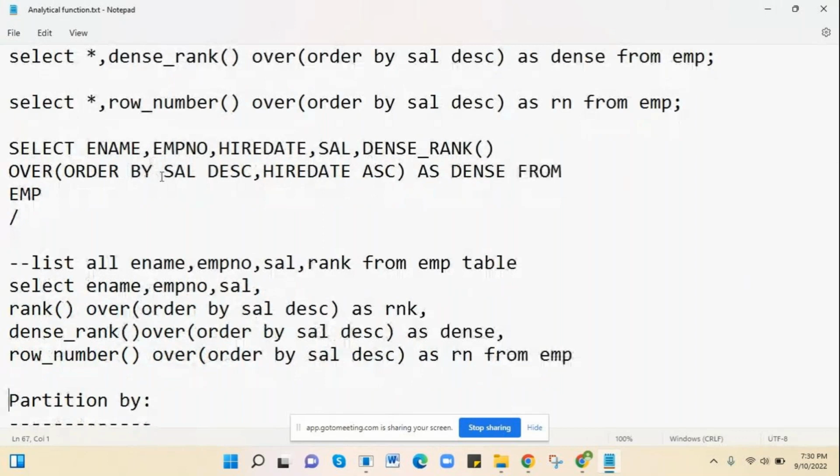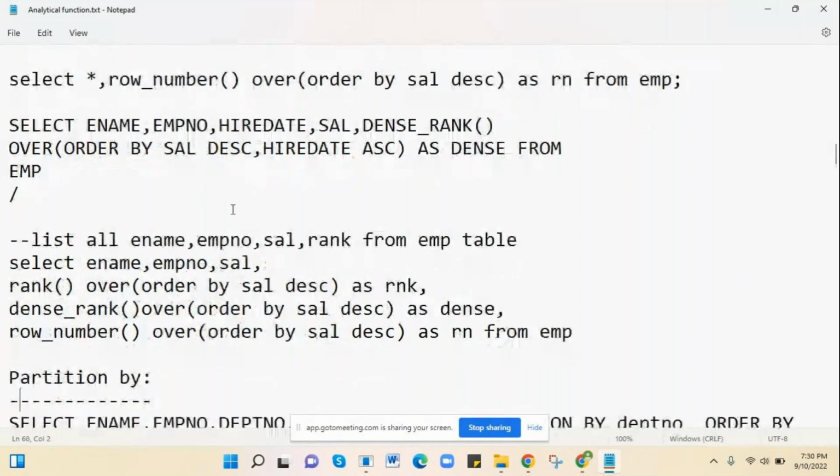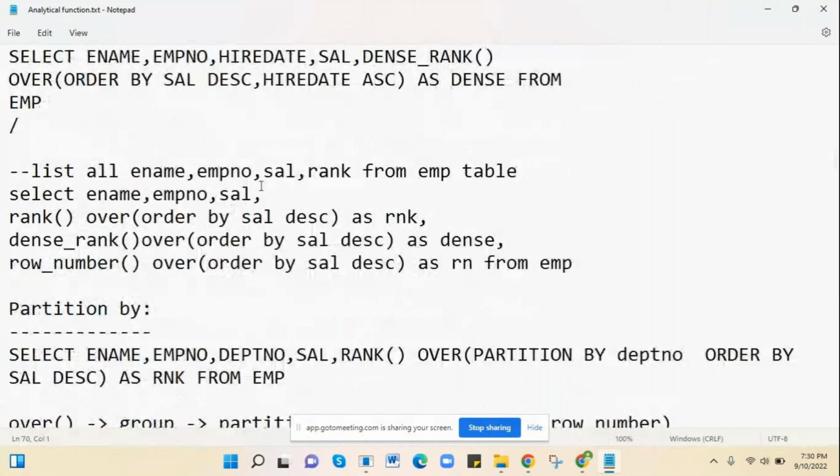We can arrange not only by one column, we can arrange by two columns, salary and hire date. Okay, list all employee name. Here I am using rank, dense rank, and row number. In the interview, he will ask what is the difference between rank and dense rank.